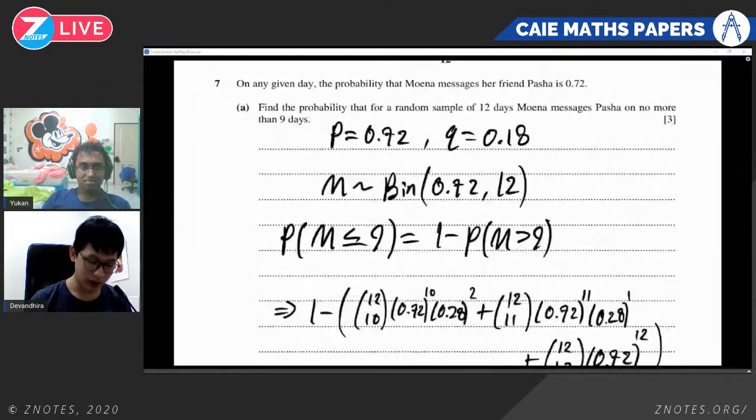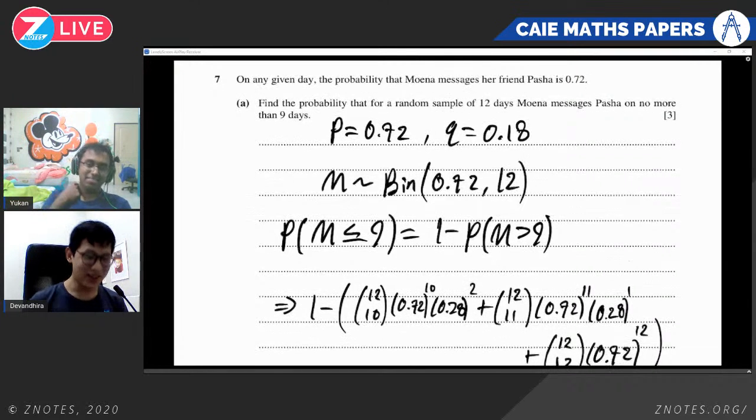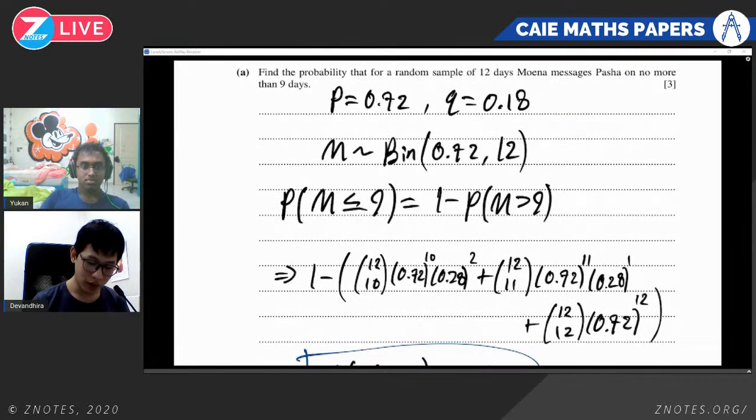So how can you do that? Of course, you can just add from 0 to 9 if you're brave enough, but that would be really tiring. So there is a more efficient way. Instead of adding the probabilities from 0, 1, 2, 3, 4, 5, 6, 7, 8, 9, that's a lot to work on. We can just do 1 minus the probability of m greater than 9.